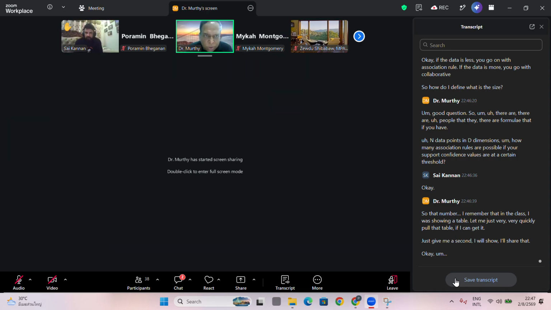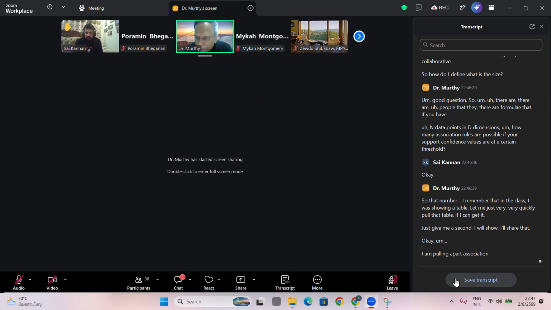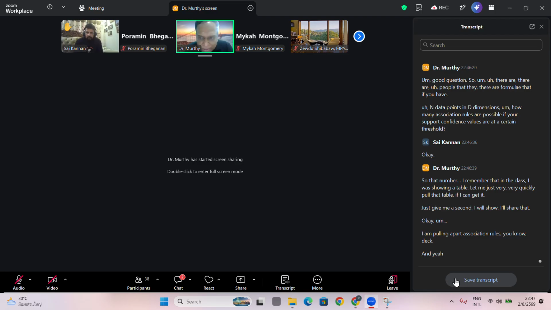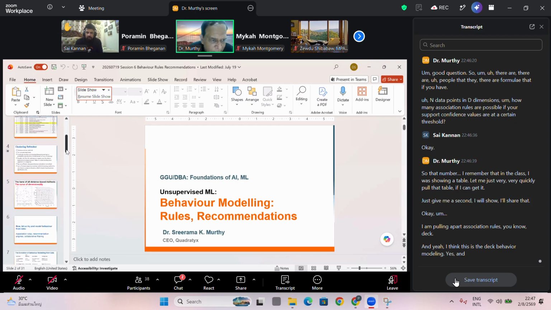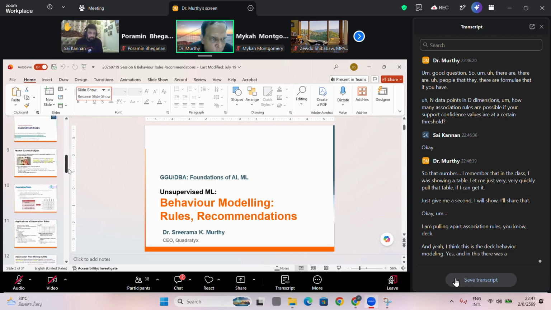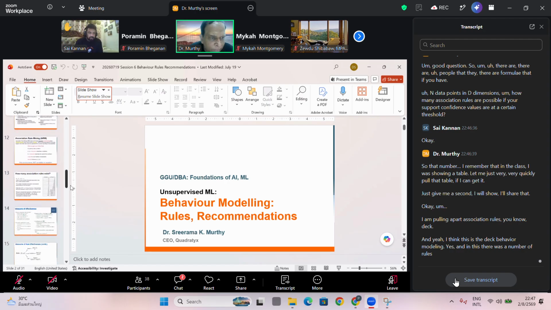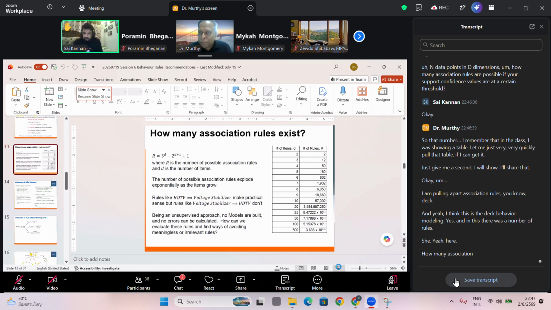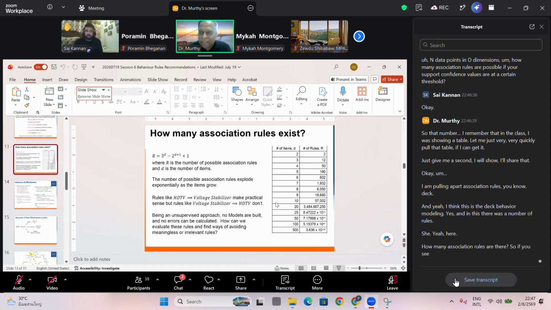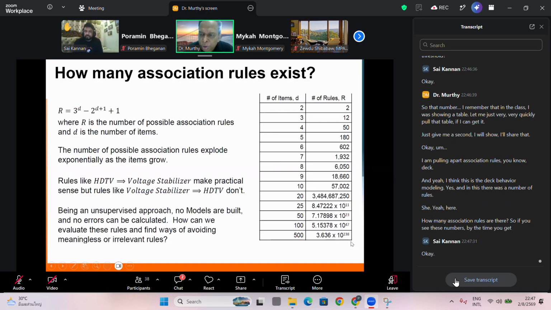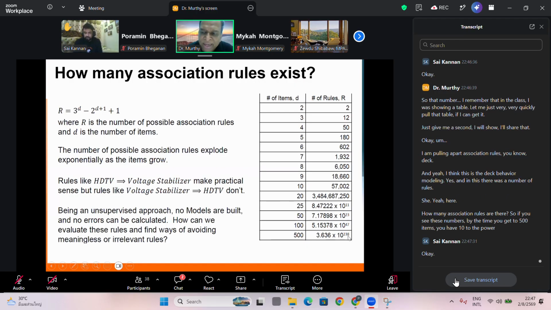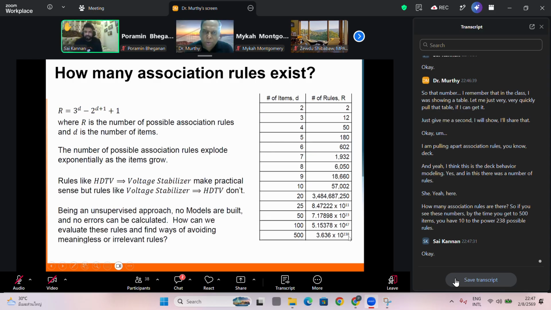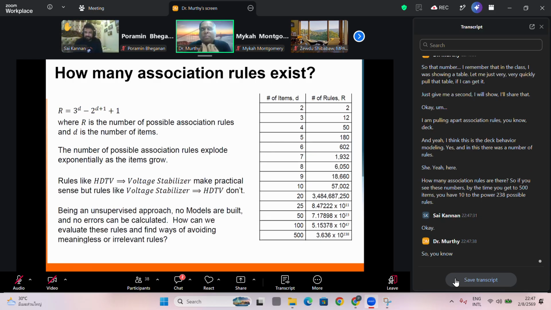I am pulling up our association rules deck. Yes, I think this is the deck, behavior modeling. And in this, there was a number of rules sheet. Here, how many association rules are there? If you see these numbers, by the time you get to 500 items, you have 10 to the power 238 possible rules.